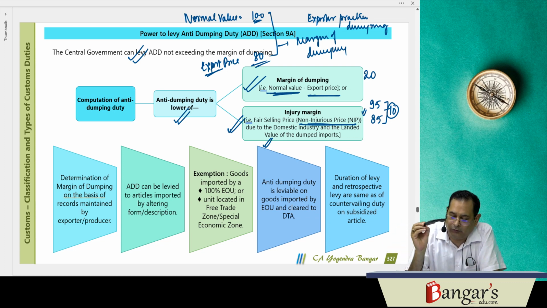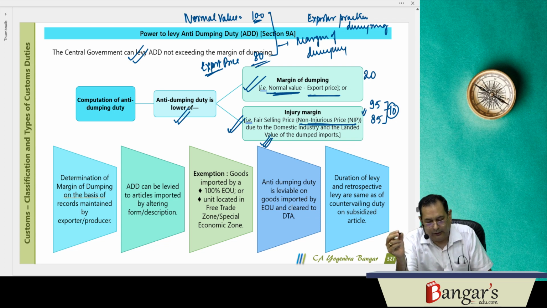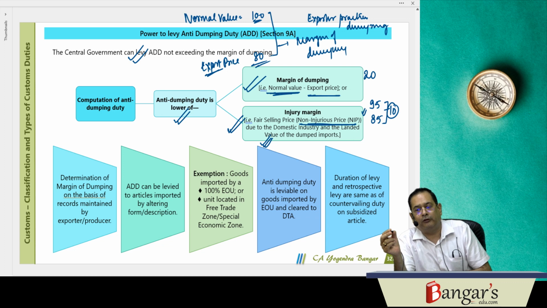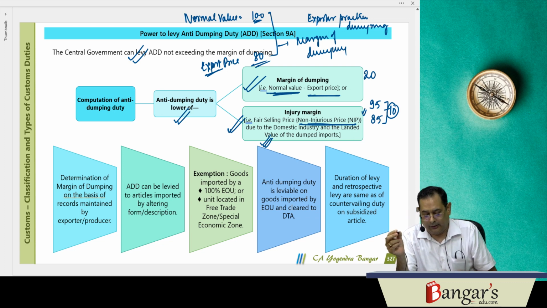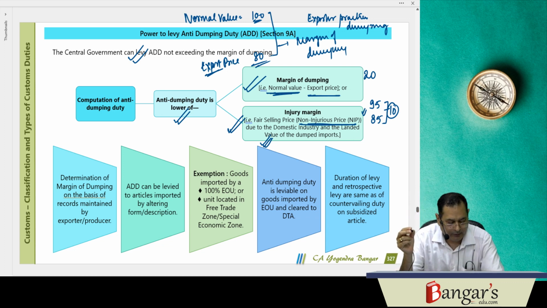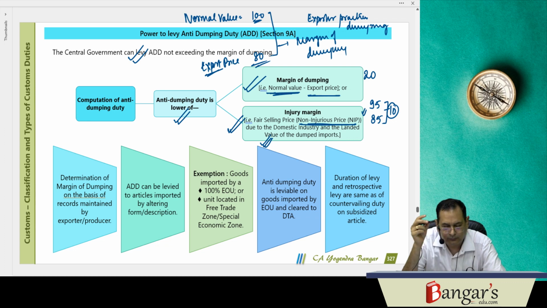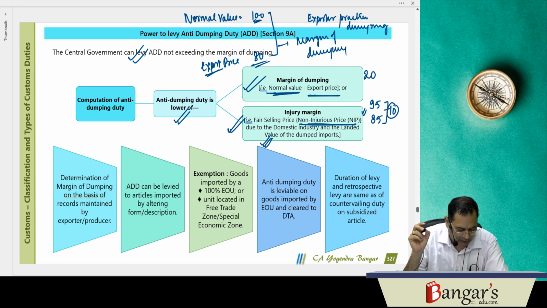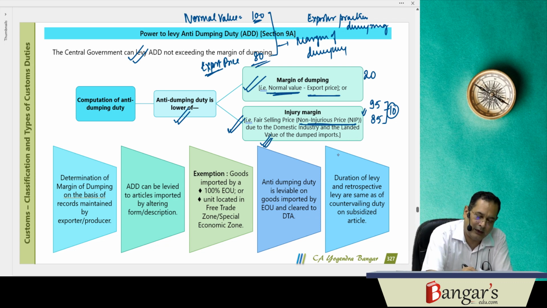Then we have the injury margin. What is the injury margin? It is the difference between the fair selling price, that is the non-injurious price, and the landed value. Now what do you mean by landed value? It is the price at which the goods land into India, basically after adding the basic customs duty and the social welfare surcharge. It is taken as the assessable value plus applicable basic customs duty. This is the landed value.